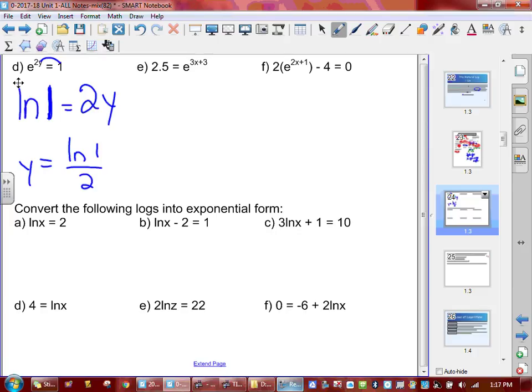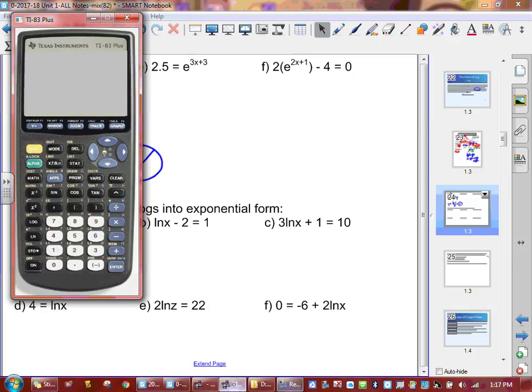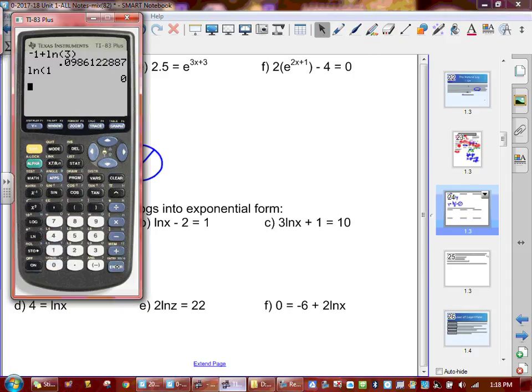It's kind of a trick question. It gives you 0. It should give you 0. If you type in ln 1, it gives you 0. Divided by 2, still gives you 0. Okay? So take a look at your calculator: you go ln 1, enter, 0. Divide by 2, enter, 0.